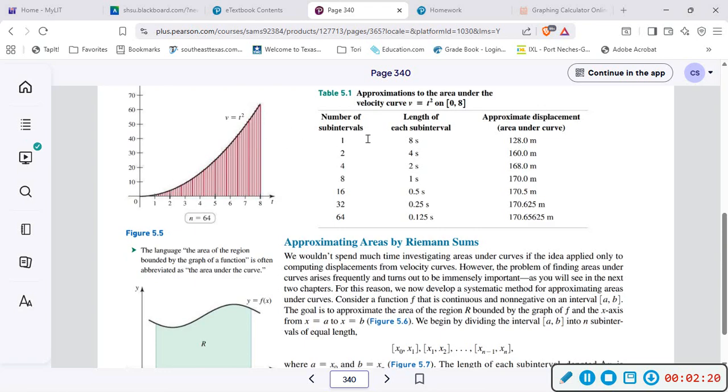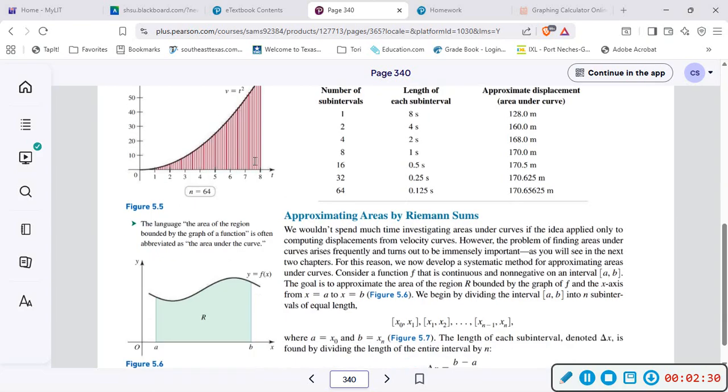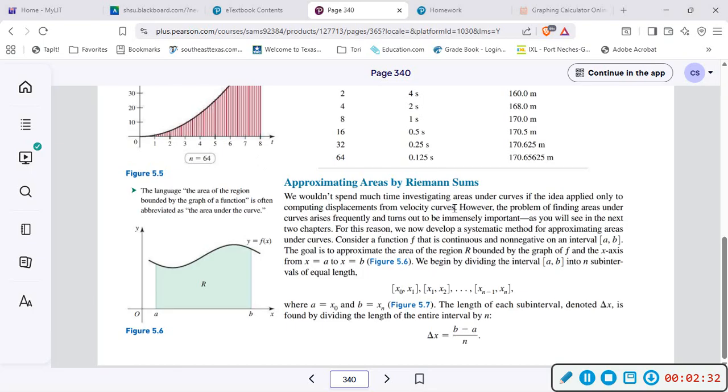So we're trying to estimate the area under the curve of a graph between the graph and the x-axis. So notice it stops at the x-axis. It does not go below. It explains a little bit of this. Again, we're going to be approximating the area using Riemann sums. And this is just describing that process.